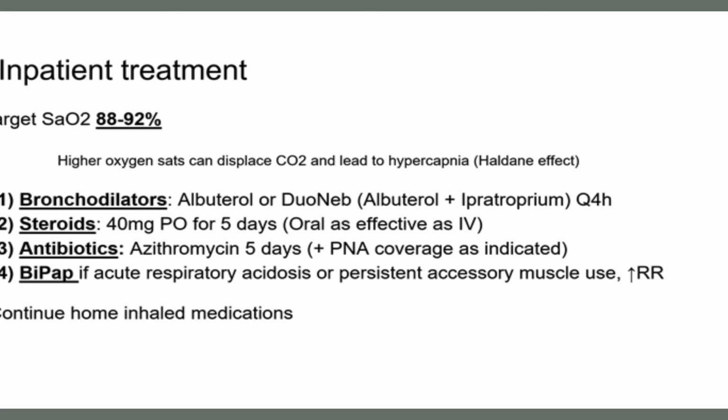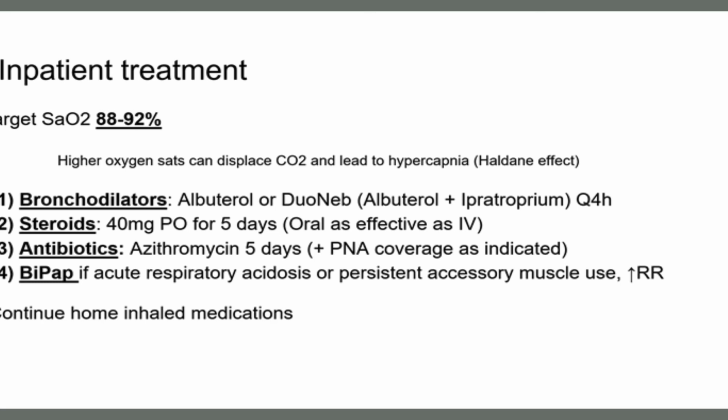So we put them on oxygen if they're less than goal sats of 88%. We'll treat them with bronchodilators, usually albuterol or a DuoNeb, which is just albuterol and ipratropium, a muscarinic antagonist. We do that at Q4 or Q2 if they're really needing it. Steroids are given, 40 milligrams PO for 5 days. Some notes about the steroids. Oral is as effective as IV. 5 days is as effective as 14 days from the REDUCE trial. So 40 milligrams, 5 days.